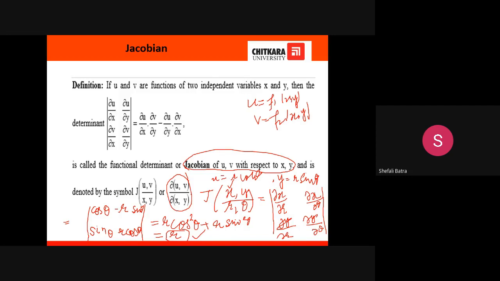Let's say, for example, if I change your question and I put here rho: x is equal to rho cos theta and y is equal to rho sin theta. Now I'm asking you the Jacobian of x, y with respect to rho and theta. So what will be the answer?